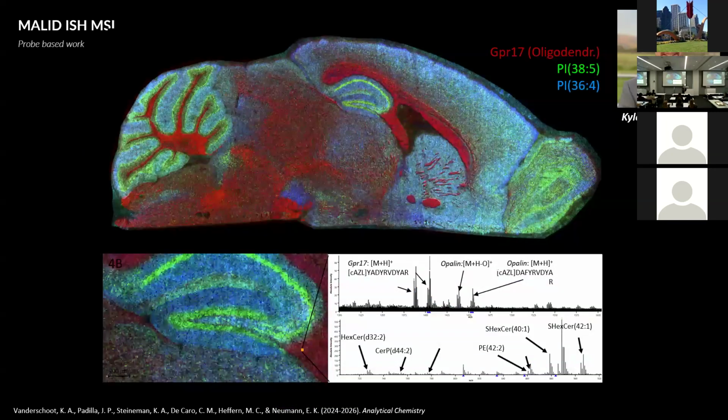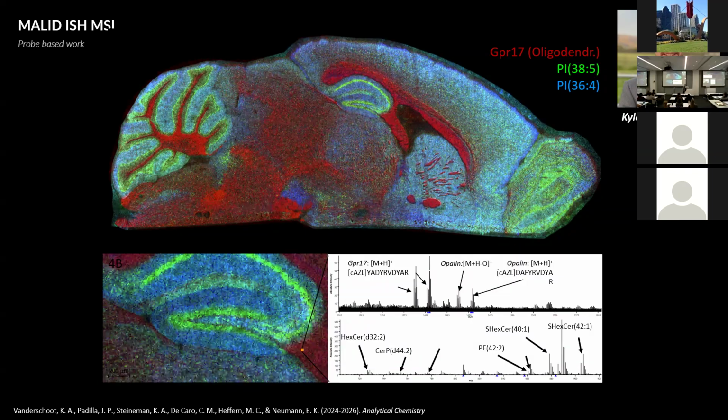So we can detect mRNA at the same time as lipids and metabolites. On the top here, there are two lipids, PI 38:5 and PI 36:4, and in red is GPR, which marks oligodendrocytes. I'm just showing you can do them at the same time, same instrument, on a sagittal section. You can do it on the whole animal if you chose to. Here is an oligodendrocyte: here's the mRNA profile, and here's the lipid signature.